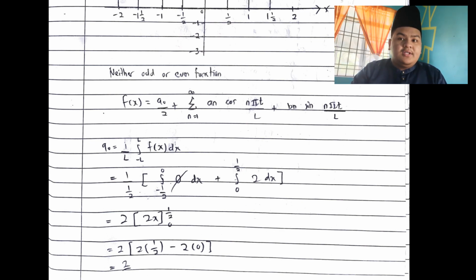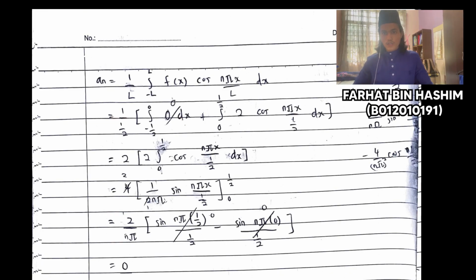The integration of 0 can be cancelled out, as it comes out as 0. So we just integrate the other half of the graph, and we obtain 2x with the range of 0 until 1/2, with the coefficient outside being 2. We substitute the value of x: 2 times 1/2 minus 2 times 0, and then we have the value of a0 equal to 2. The next coefficients can be explained by my friends.